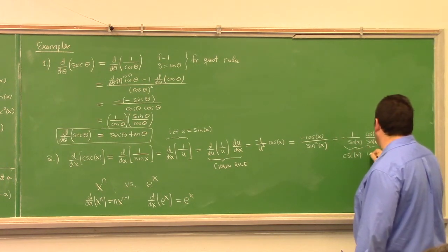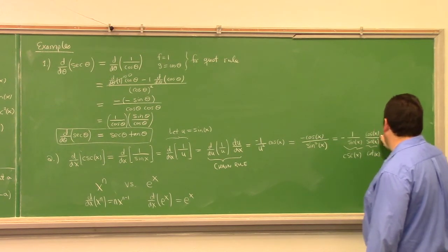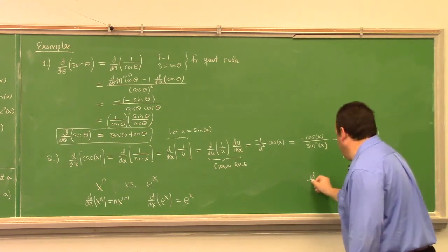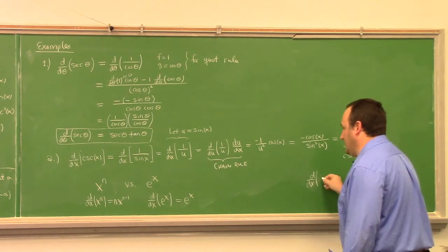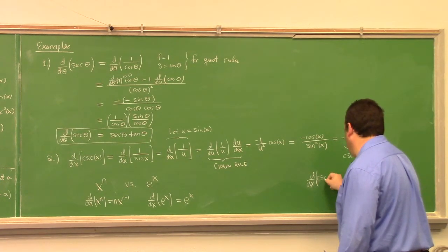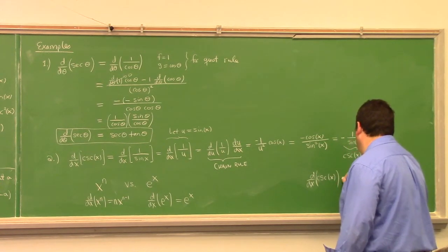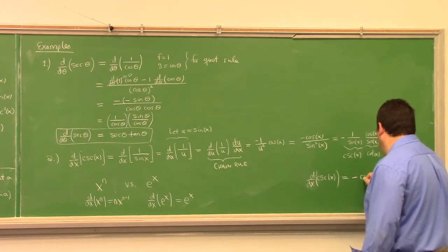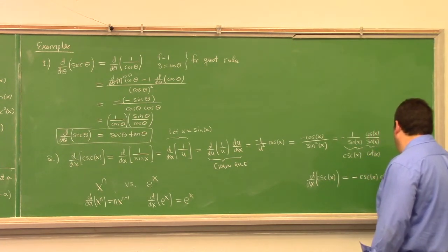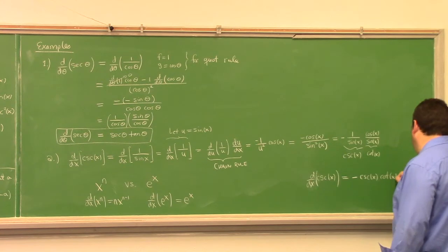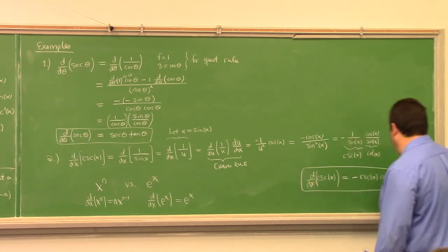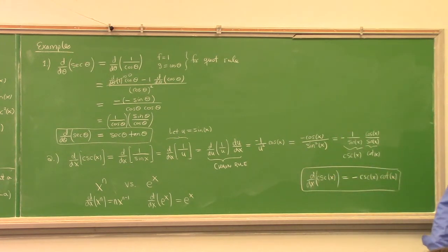and that's cotangent. So the answer is that the derivative with respect to x of cosecant x is minus cosecant x cotangent of x. Now, since we've done this example, this is now for us a known result.